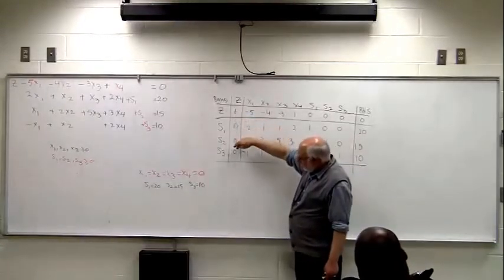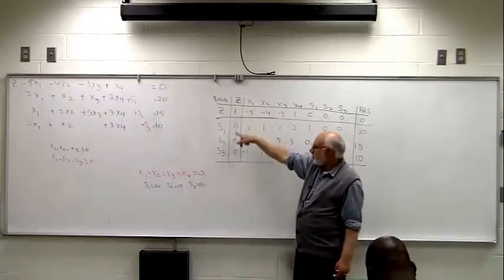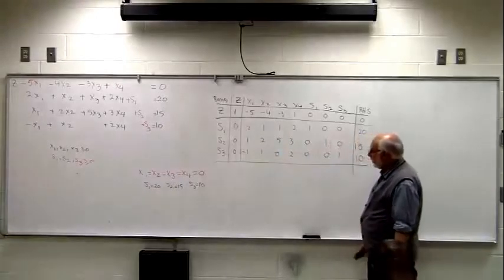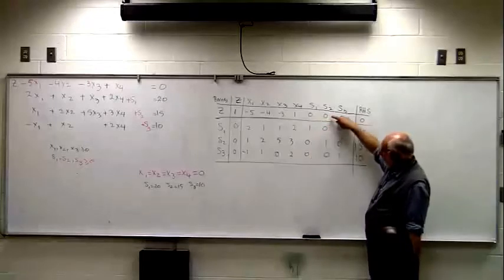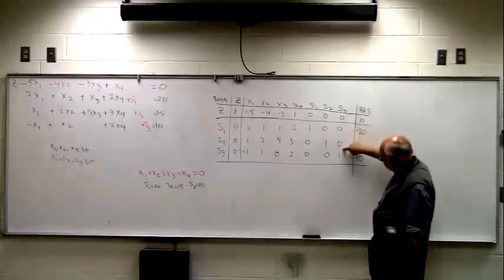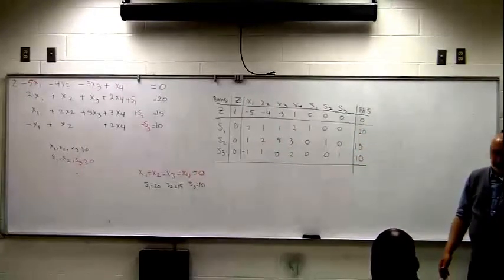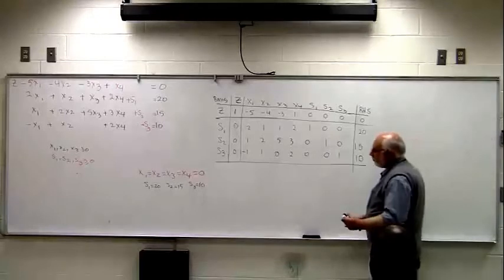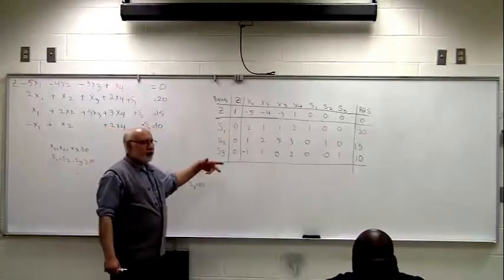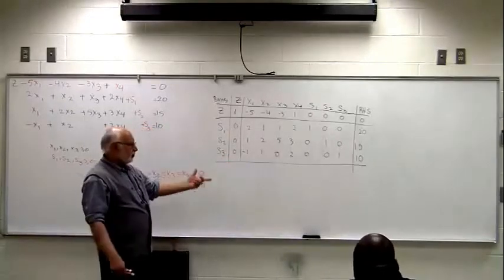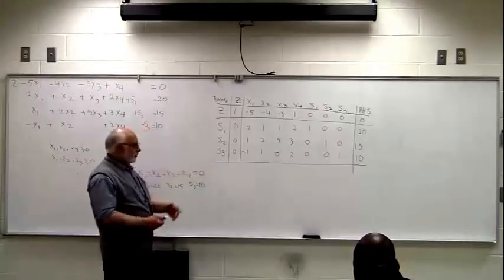1, 0, 0, 0. That's always there. It's not going to change at all. But in here I have 0, 1, 0, 0, 0, 0, 1, 0, 0, 0, 0, 1, which are the elements of the identity matrix. So now I say, okay, this is representing one extreme point. What is that extreme point it is representing?